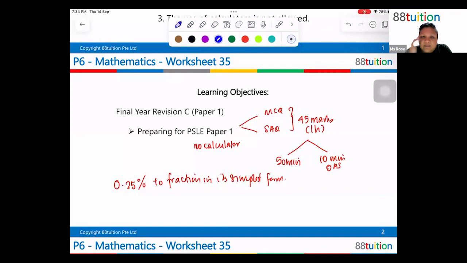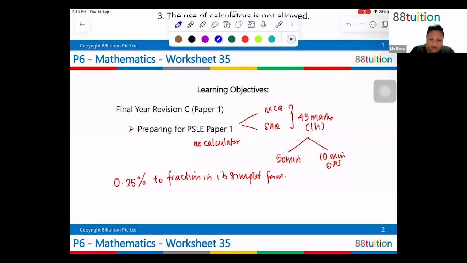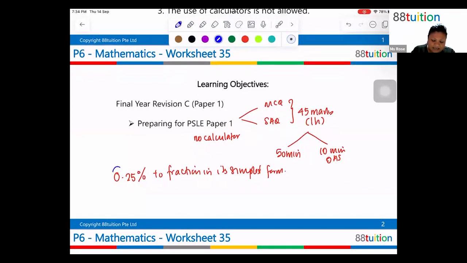So keep the answers coming in. If I were to convert 0.25% to fraction in its simplest form, what would it be? Now, this is a very common question whereby a lot of students will get it wrong.